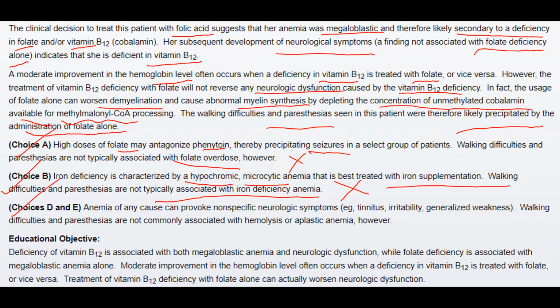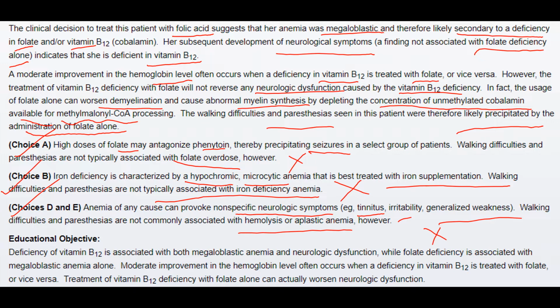In choices D and E, anemia of any cause can provoke non-specific neurologic symptoms like tinnitus, irritability, and generalized weakness. Walking difficulties and paresthesias are not commonly associated with hemolysis or aplastic anemia, however, and thus it was also inappropriate.